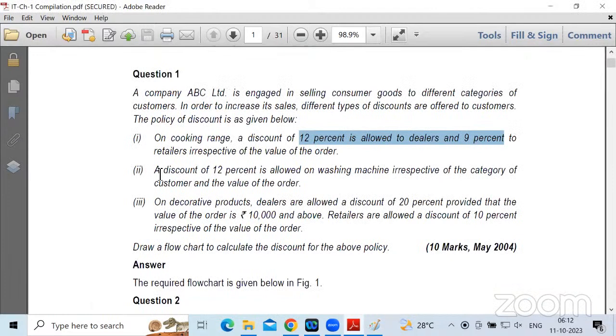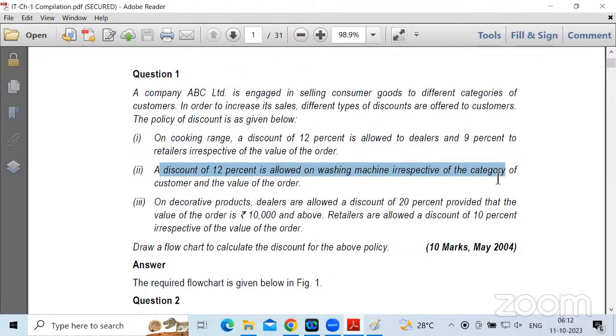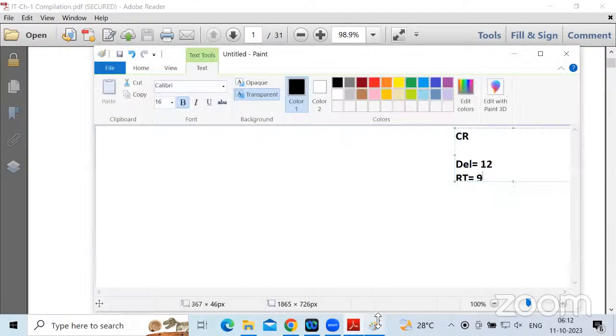The second portion is a discount of 12% allowed on washing machine, irrespective of the category of the customer. So this means for retailer as well as the dealers, the same percentage. Let us create another one. This is washing machine. For washing machine, what is the discount rate? For dealer, it is 12%, and also for the retailer, it is the same 12%.